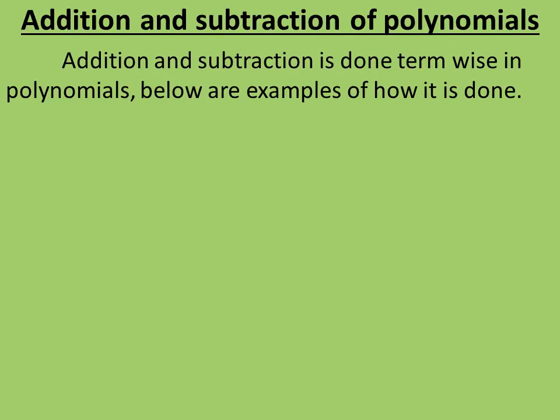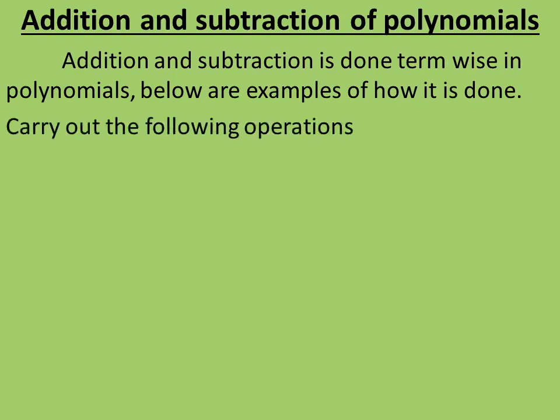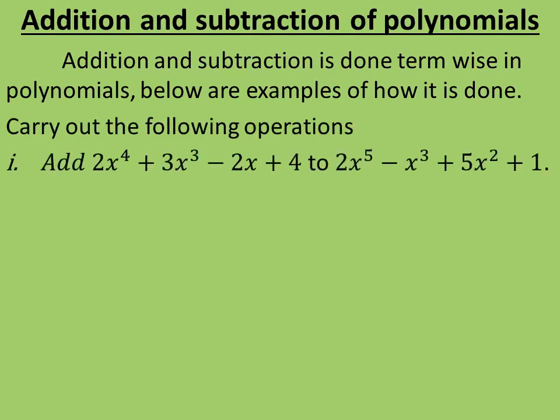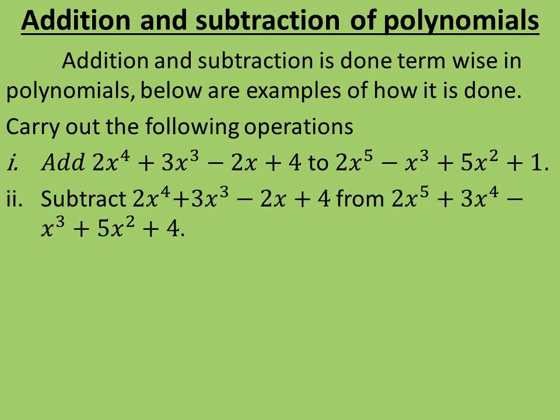Carry out the following operations. Number 1, add 2x raised to power 4 plus 3x raised to power 3 minus 2x plus 4 to 2x raised to power 5 minus x raised to power 3 plus 5x squared plus 1. Our second question says subtract 2x raised to power 4 plus 3x raised to power 3 minus 2x plus 4 from 2x raised to power 5 plus 3x raised to power 4 minus x raised to power 3 plus 5x raised to power 2 plus 4. Here is the solution.